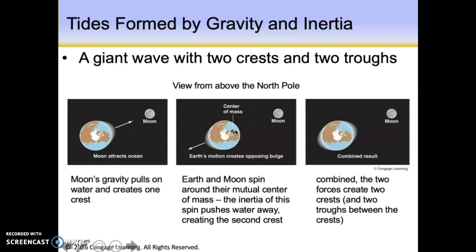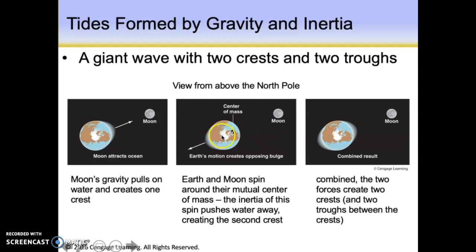And because of that, the water on the far side of the Earth from the moon gets thrown away from the center of mass due to this spinning action. And so that's what creates our second crest. And there are some additional diagrams in your book to try to explain this.